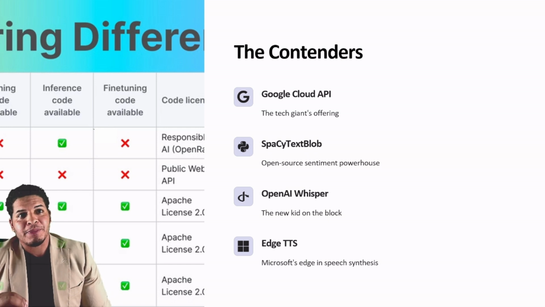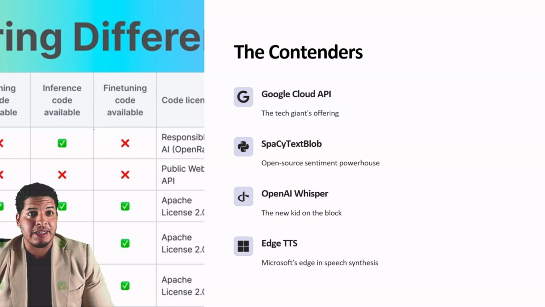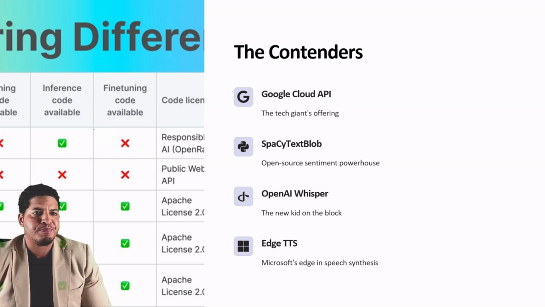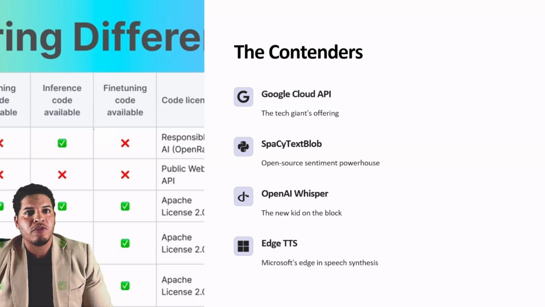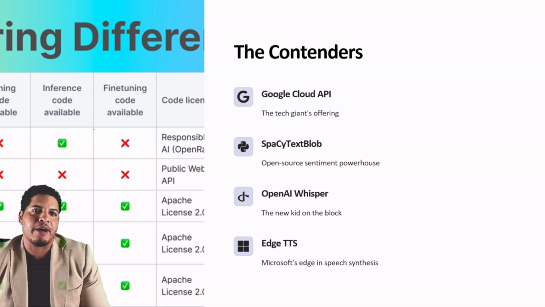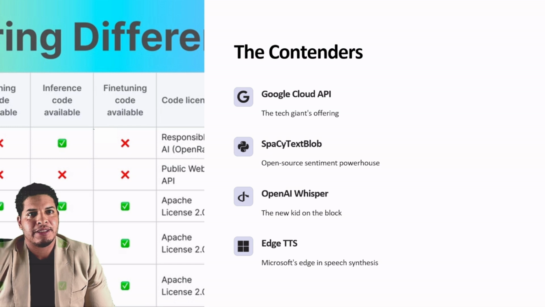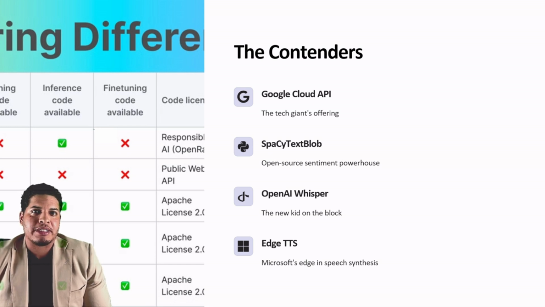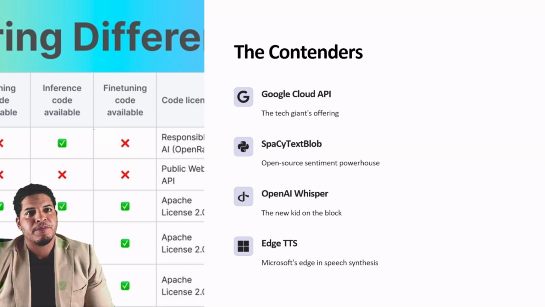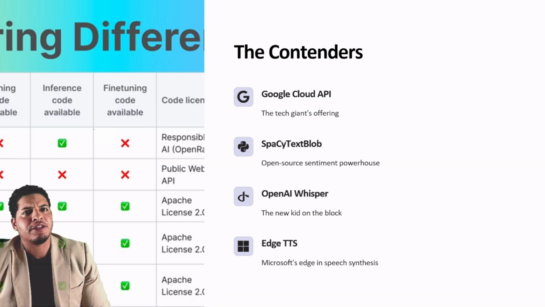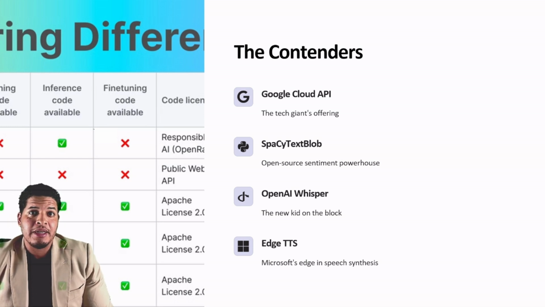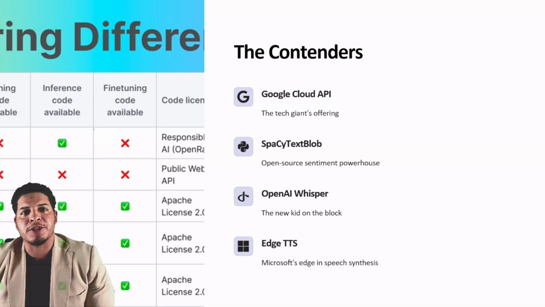First, SpaCyTextBlob for sentiment analysis. This is a Python powerhouse. It's free, but requires some setup. Second, OpenAI Whisper for speech to text. This is the new kid on the block, making waves with its accuracy. And third, it's the Microsoft Edge TTS, and it offers, surprisingly, natural sounding voices. Each has different strengths and weaknesses and ideal use cases, and all of them we'll explore throughout this presentation.